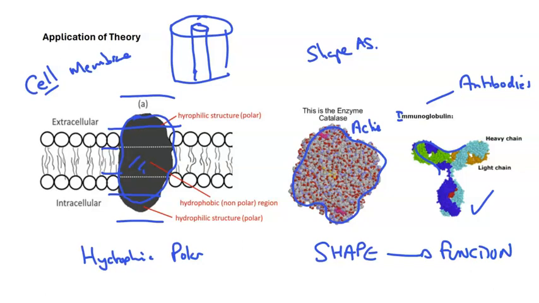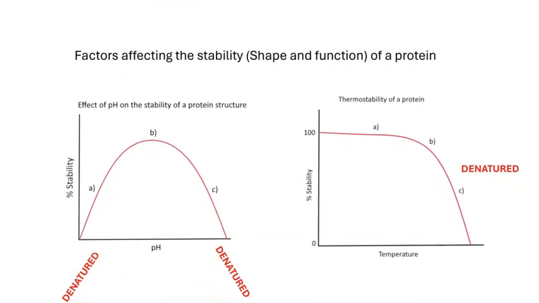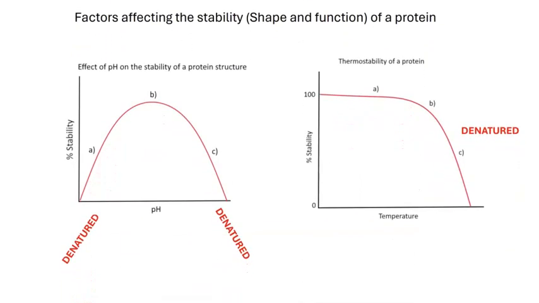And so the shape is determined by the primary structure, the secondary, the tertiary, very often the quaternary, and those all contribute to the shape of the molecule, which in turn provides it with its function. The functions of proteins can be disrupted by extreme conditions such as changes in pH or changes in temperature.